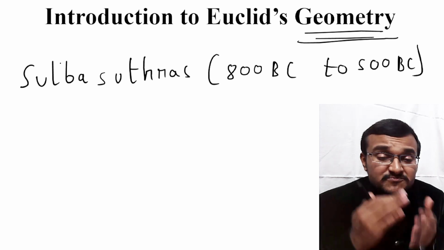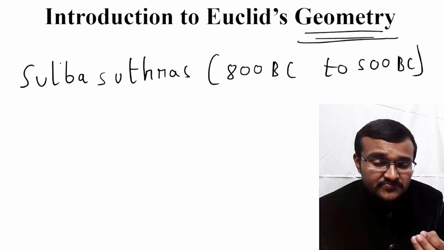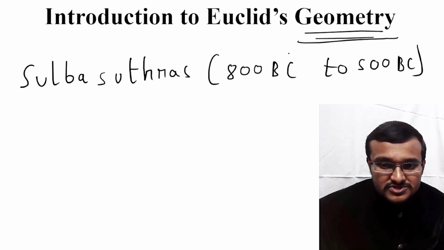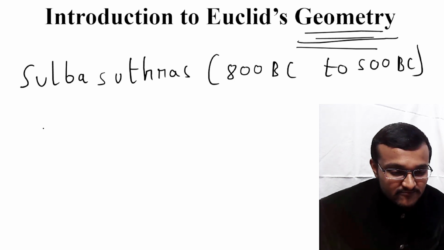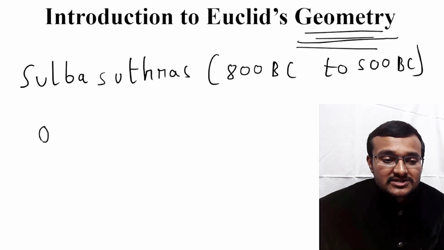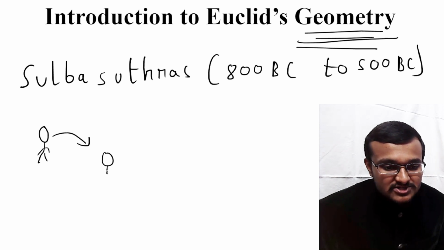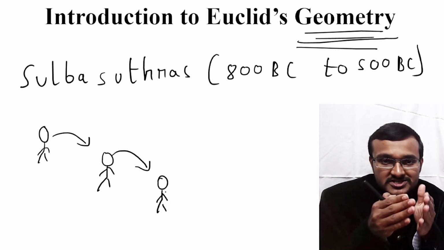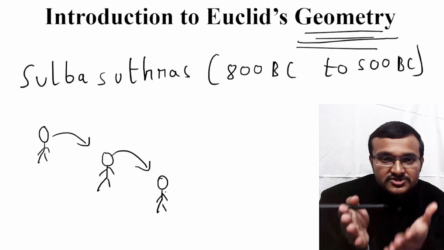And whatever knowledge people had of geometry was very crude. That means it was not well organized. People were using the knowledge of geometry orally. For example, if one person had knowledge of geometry, then orally he used to transfer that knowledge to another person, and that person was transferring that knowledge to another person. So there was no systematic organization of the knowledge of geometry.